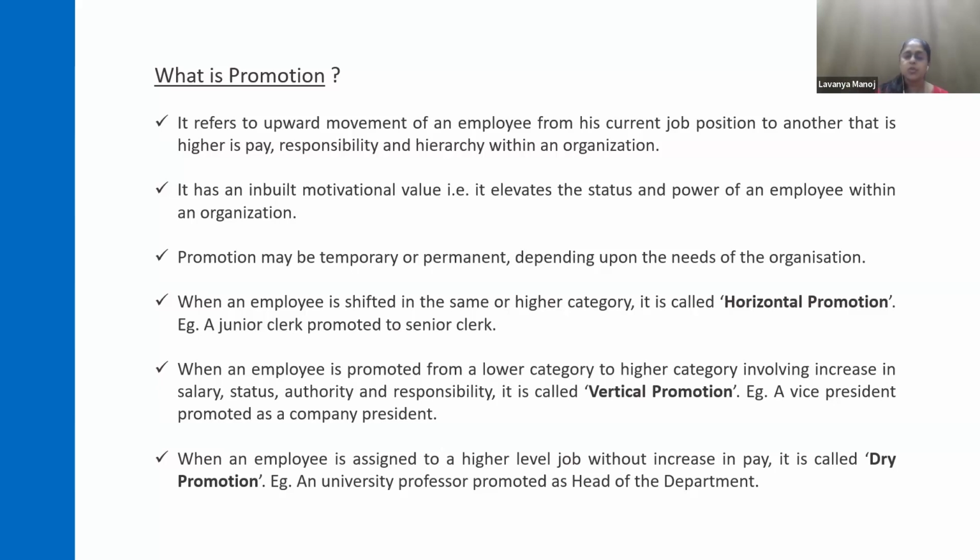So horizontal promotion is within the same category, within the same department, and vertical promotion, everything increases: salary, status, authority, responsibility, person reporting to, everything increases. There is an elevation, that is vertical promotion. And dry promotion, there is a promotion without salary hike. So these are the types of promotions.